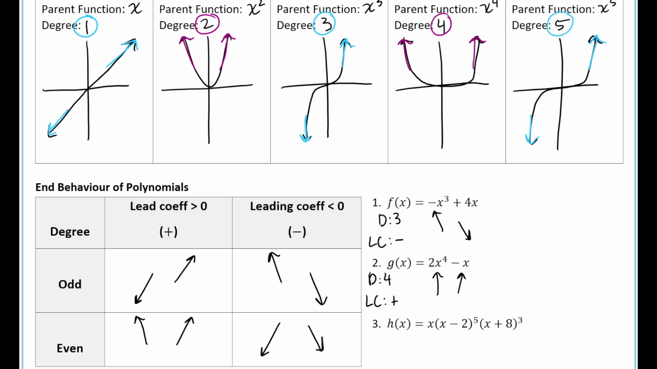So something like that. For number 3, I can't quite decipher my degree yet. I do need to add all of my exponents together. I have x, which has a power of 1, plus a 5, plus a 3. So 1, 5, and 3 add to 9. The degree is 9. The leading coefficient out front of x is positive, so 9 is an odd number. They'll be in opposite directions and they'll have a positive slope, so they'll look something like this.